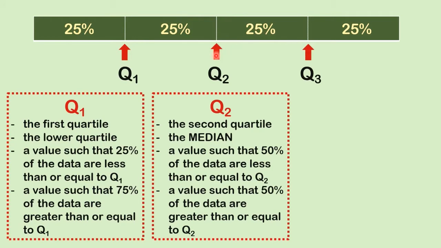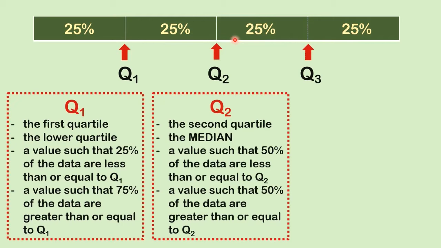Based on our diagram, 50%, 25 plus 25, or 50% of our data are less than or equal to Q sub 2. Kapag dito naman kayo sa kanan tumingin, you also have 50%. So, ibig sabihin nun, 50% of our data are greater than or equal to Q sub 2.